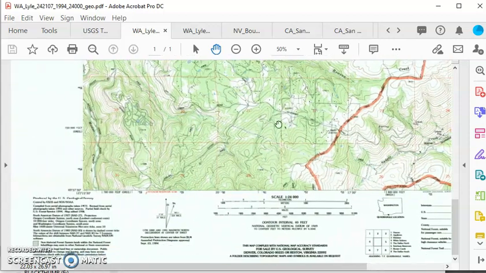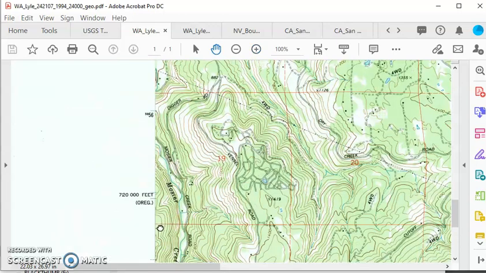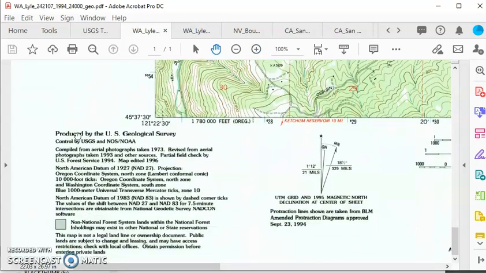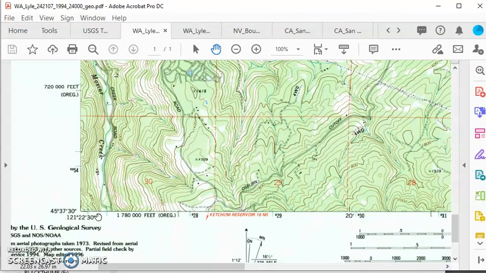Another coordinate system that is provided on these maps is going to be our universal transverse Mercator. And information for that is going to be here in this lower corner. So North American Datum 1927. Oregon coordinate system, we'll talk about that in a second. Oregon, Washington. Good. Blue, 1000 meter universal transverse Mercator ticks, zone 10. So in the discussion about the universal transverse Mercator, there were a number of different zones. This is going to be applicable to zone 10 for this particular map.